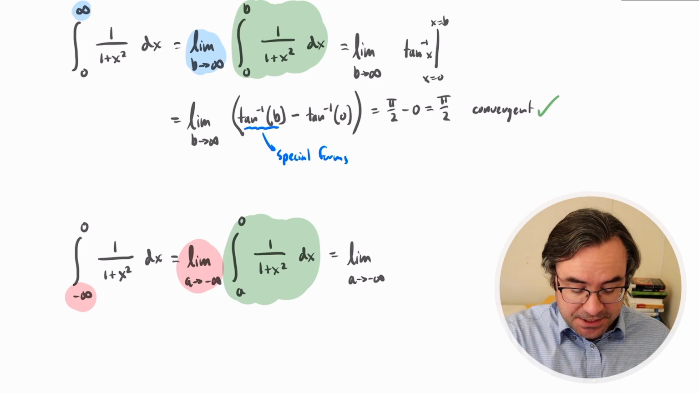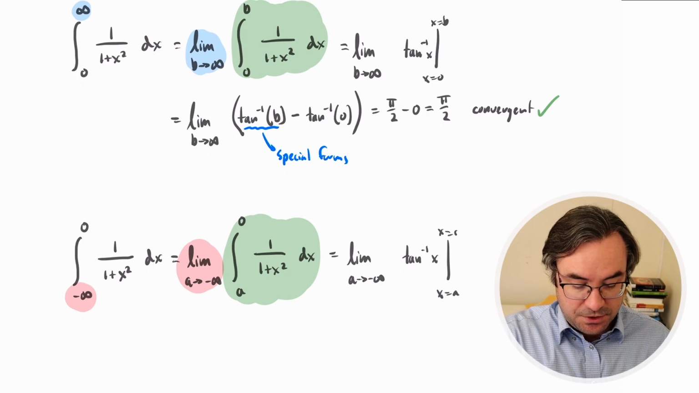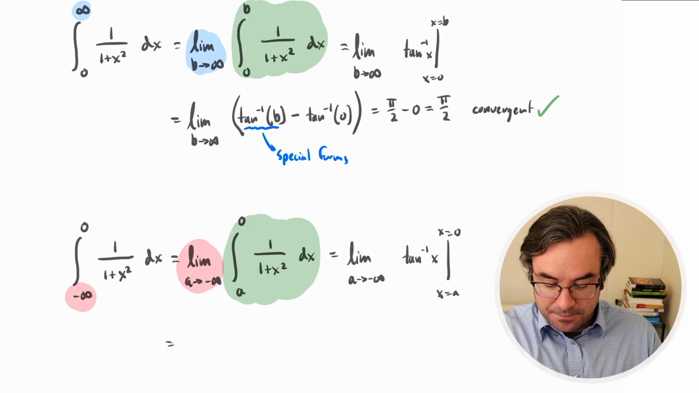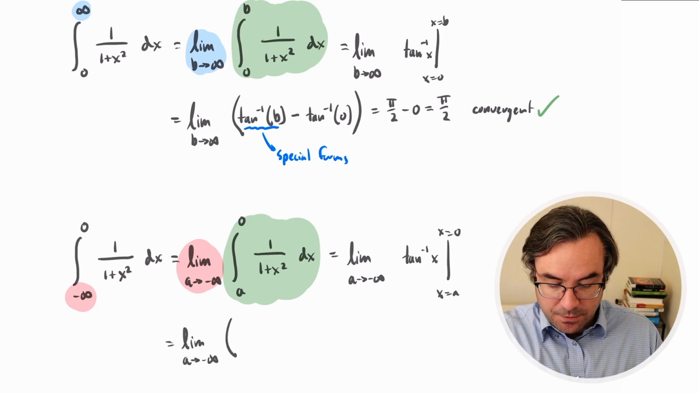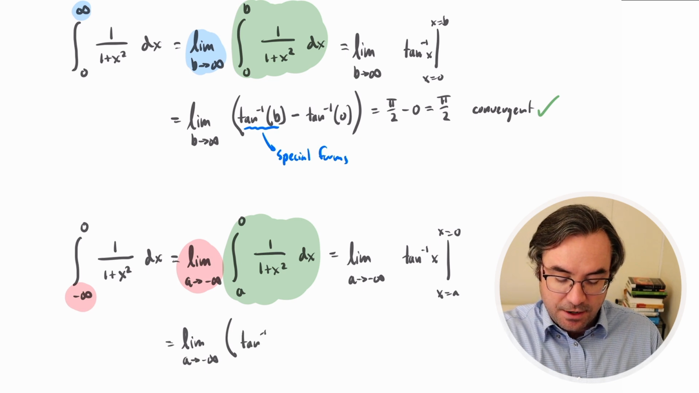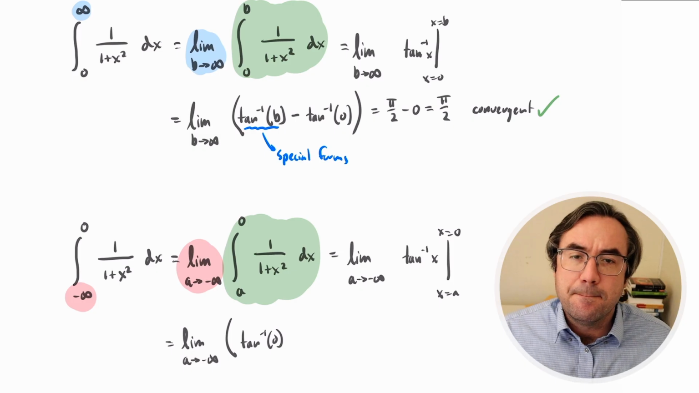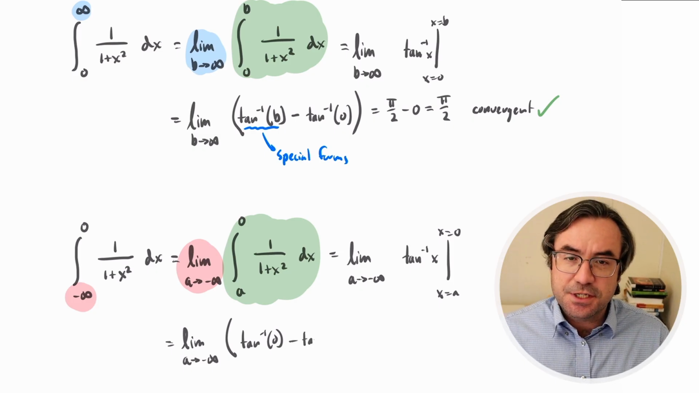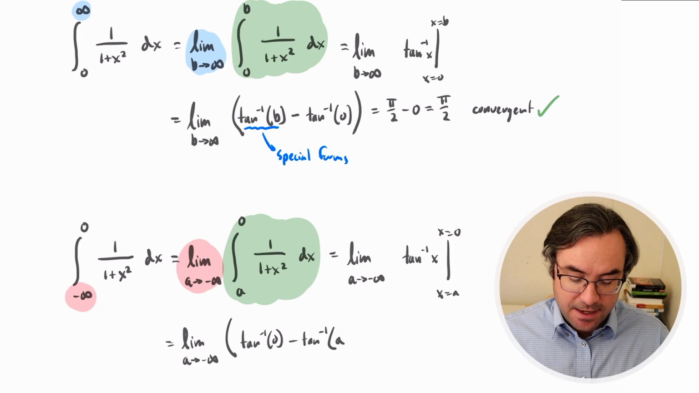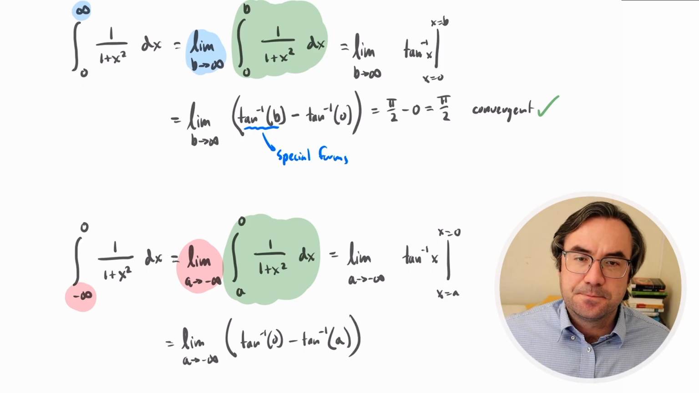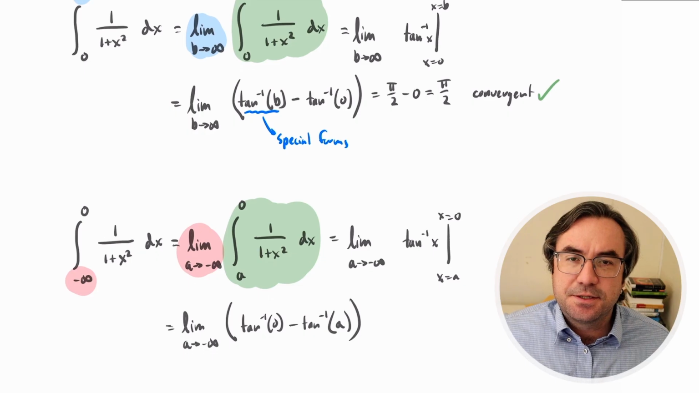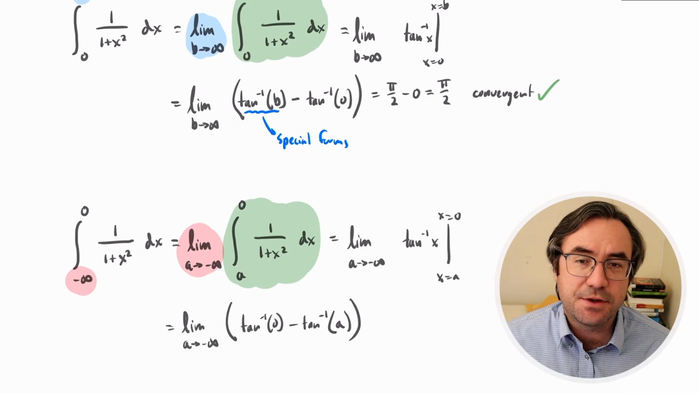All right, so this is still the same antiderivative, which is nice. We evaluate the same way: top number goes in first. So when we do that, we get inverse tan of 0 minus inverse tan of a. And now we're ready to calculate the limit.